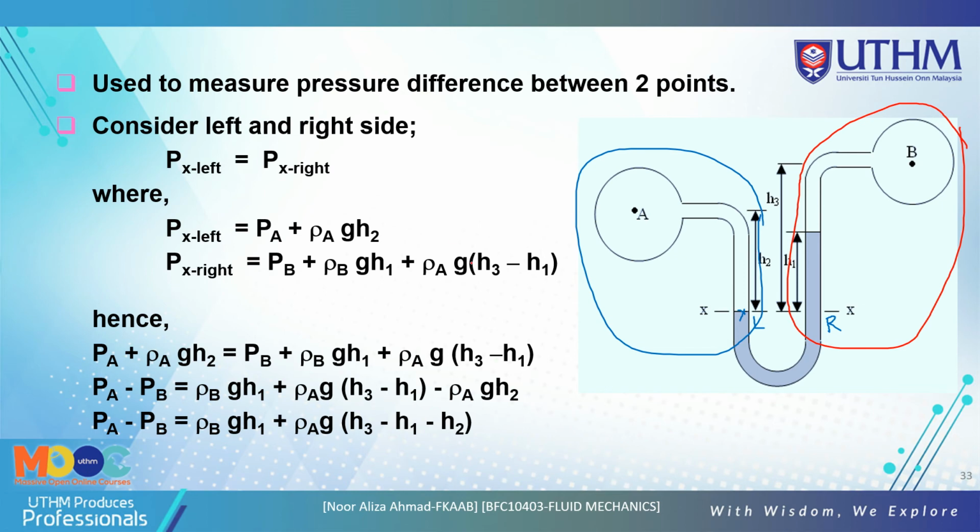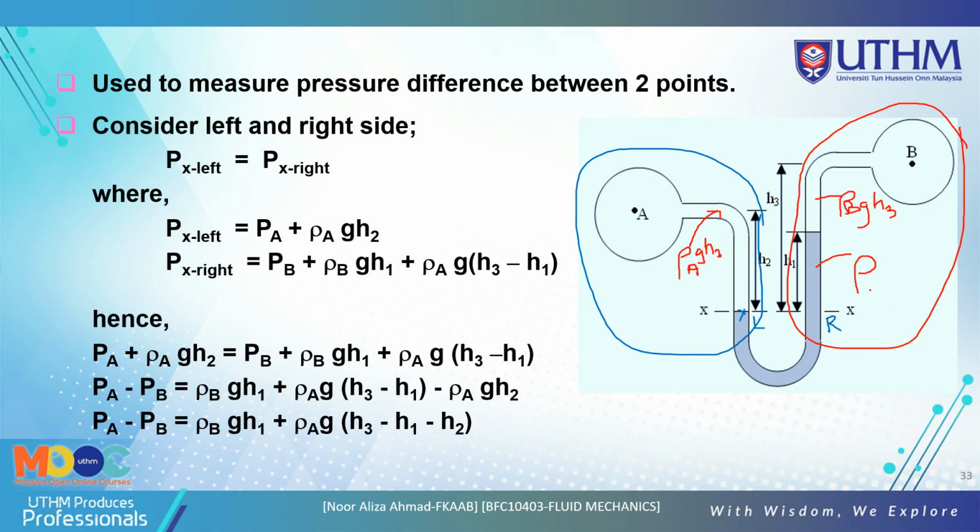And on the right side, they consider the pressure at B and also the pressure of this fluid here, the density of B. So this is PA, based on the density times g H2, and this one is PB, rho B g H3. And this one is P, this is the PA.